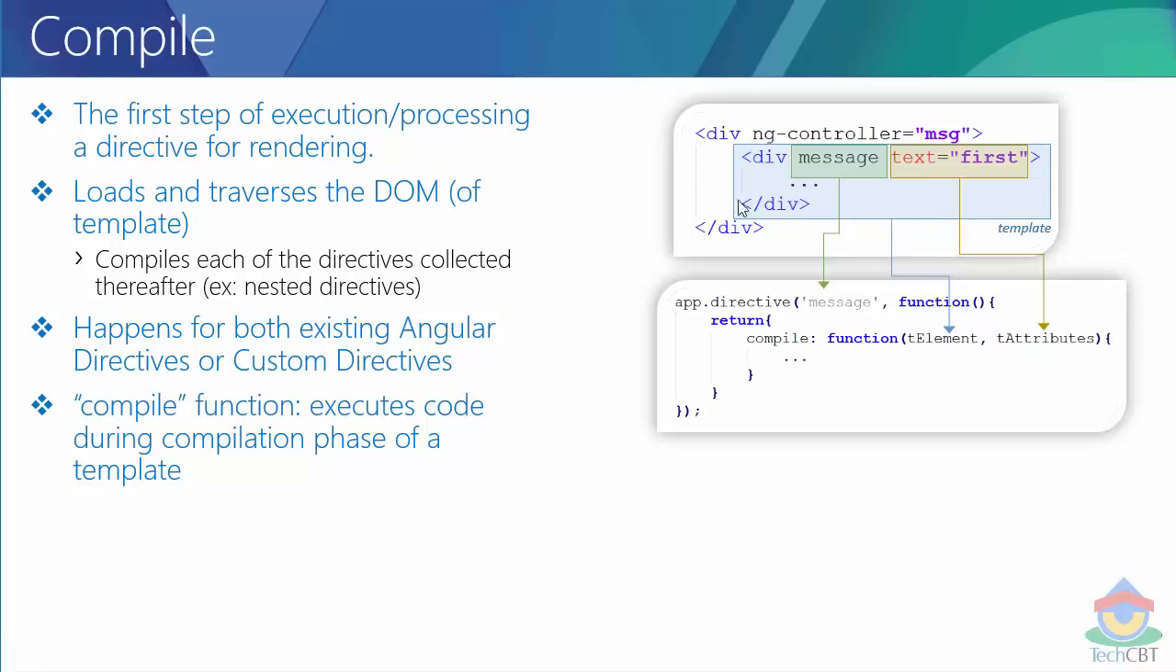And if your template has any attributes, all of those attributes will be made available through this array called tAttrs. Again, this is just an optional compilation function. If you provide it, it is expected that you will have some kind of code to be executed as part of this compilation process. So compile is a function which can be leveraged by the developer to provide functionality which needs to be executed while processing, or say while compiling, that directive.